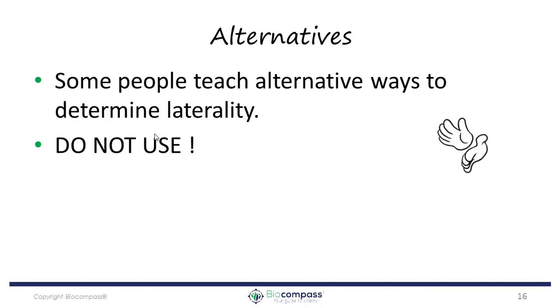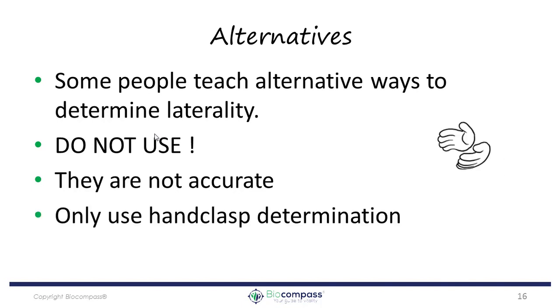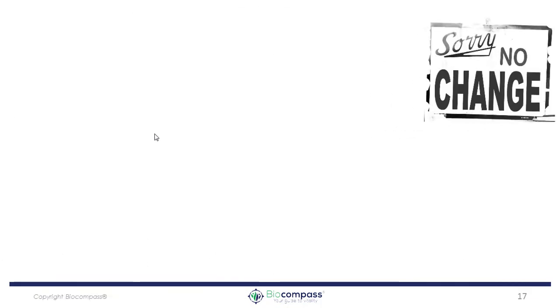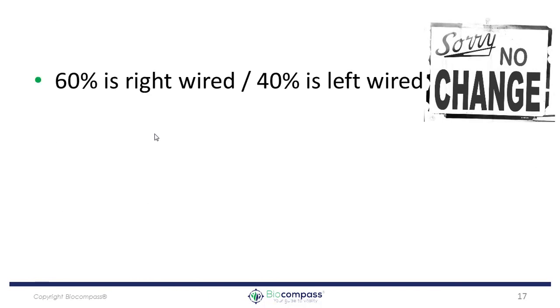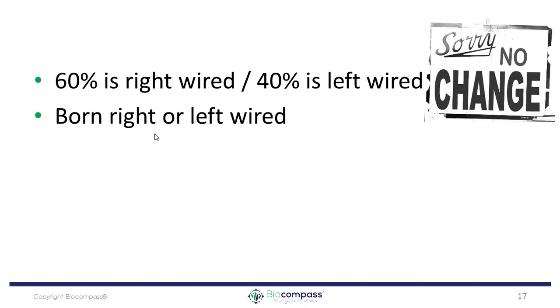There are a few different forms to do the hand clasp exercise. I just explained them. Just have them applaud like in a studio or in a play. If not, try right-handed, left-handed, but don't use other methodologies to determine it. They are just not accurate enough. Only use the hand clasp determination. 60% is right-wired, 40% is left-wired, and they're born that way. You're born right or you're born left-handed.